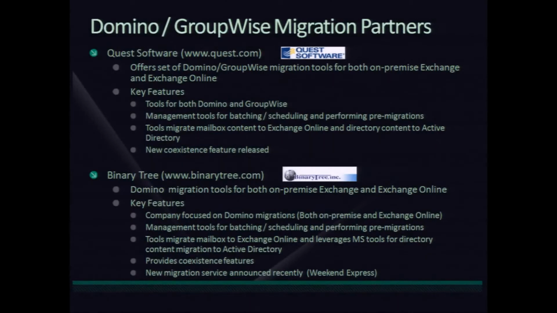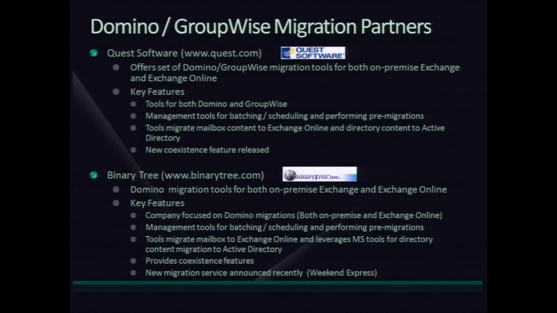The other partner is Binary Tree, and I want to make sure everyone gets some Binary Tree balls here, so make sure that you pick them up. Binary Tree has also done migration tools over the years, a lot of the same things. They can automate the migrations. One thing that's different is that they don't do GroupWise. They're really focused on Domino. It's been a company focused on Domino over the years, and they pride themselves in being a Domino-centric company.